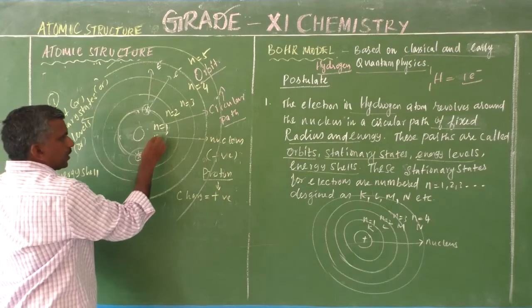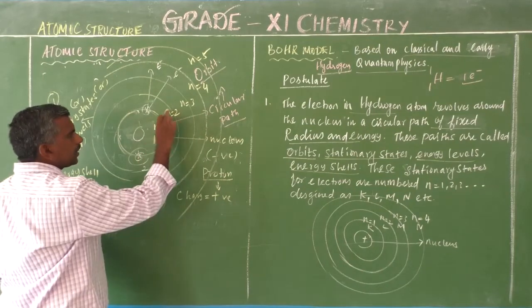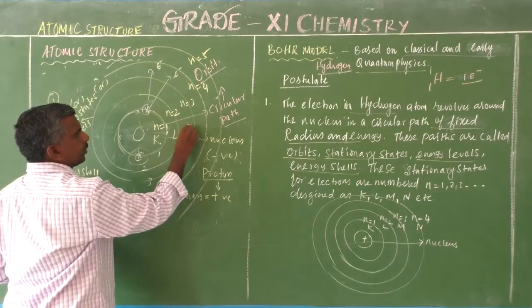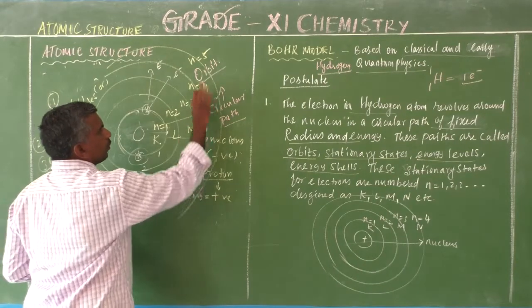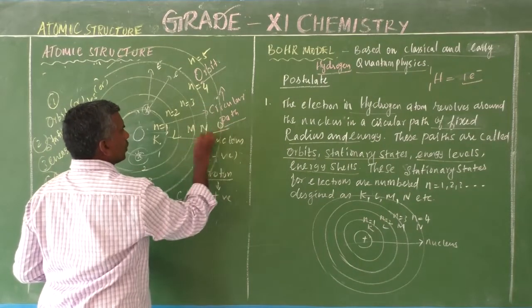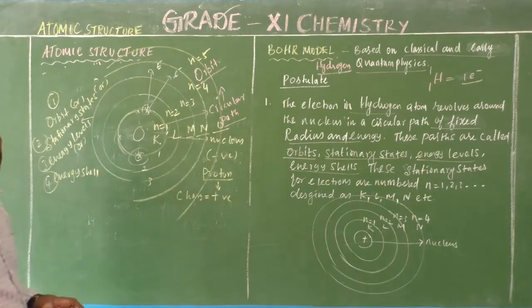n equals 1 means K shell. n equals 2 means L shell. n equals 3 means M shell. n equals 4 means N shell. n equals 5 means O shell. K, L, M, N, O shells.